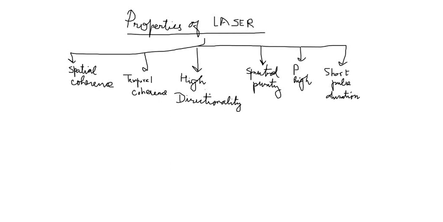Welcome students. Today we shall study the properties of laser. Laser stands for light amplification by stimulated emission of radiation. The basic properties are spatial coherence, temporal coherence, high directionality, spectral purity, high power, and short pulse duration. One by one, we shall study these properties.